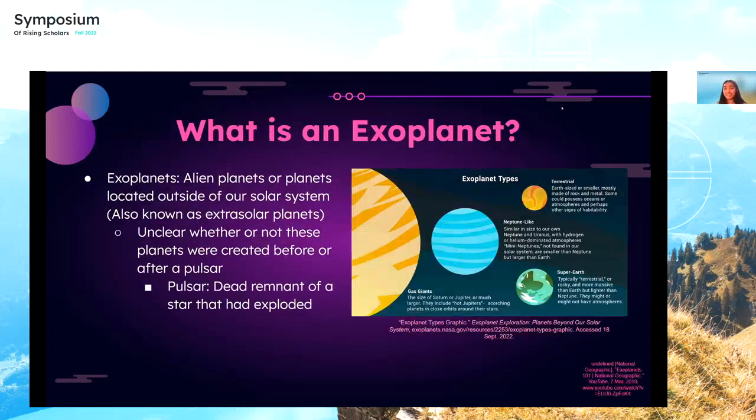So what is an exoplanet? Over here, I have a little image that explains the different exoplanet types. Here we have Neptune-like, super Earth, terrestrial, and gas giants. An exoplanet is basically an alien planet, a planet located outside of our solar system, also known as an extrasolar planet. It's unclear whether these planets were created before or after a pulsar, which is a dead remnant of a star that has exploded.